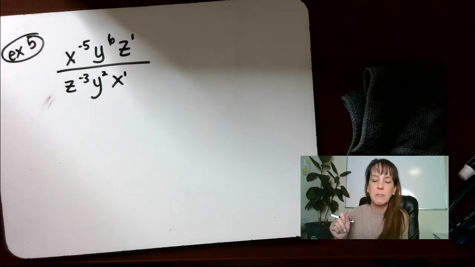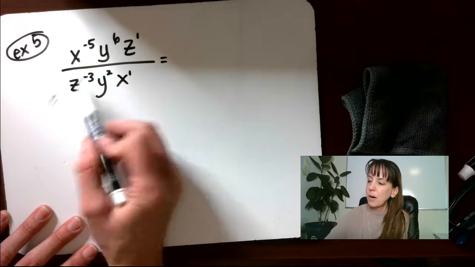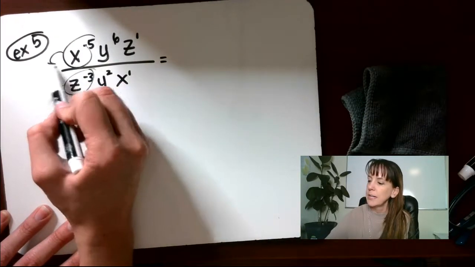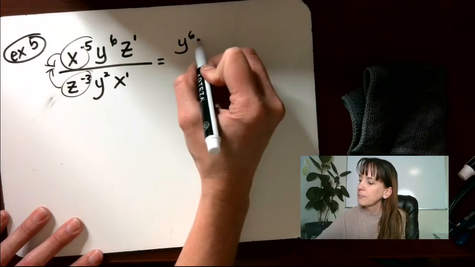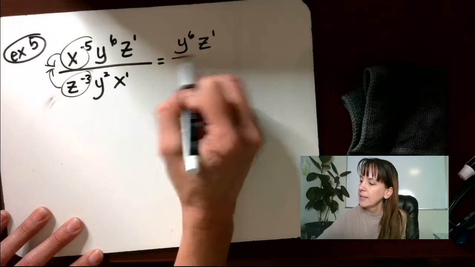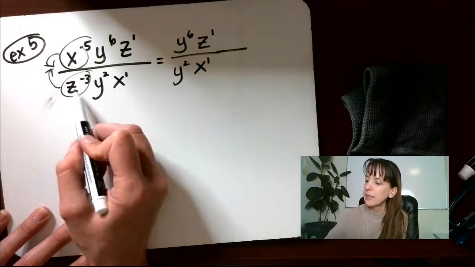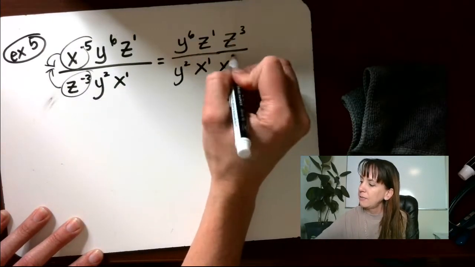I'm gonna flip all of my positive and negatives around. So upstairs, this guy is gonna go upstairs, right? That's gonna go upstairs. This guy is gonna go downstairs. So I end up with y to the 6, z to the 1, and y squared, x to the 1. Now I'm gonna move my things. So this guy goes upstairs, z cubed. This guy goes downstairs, x to the 5.